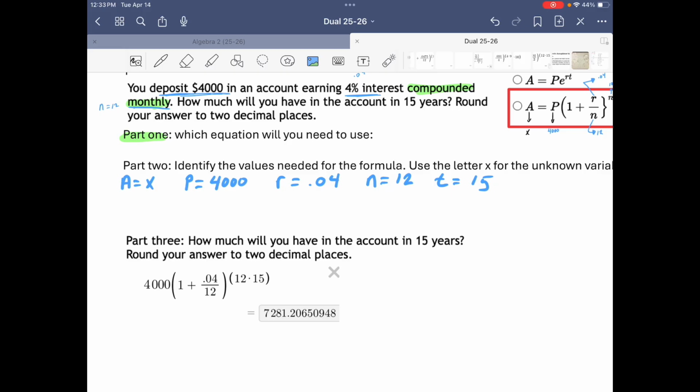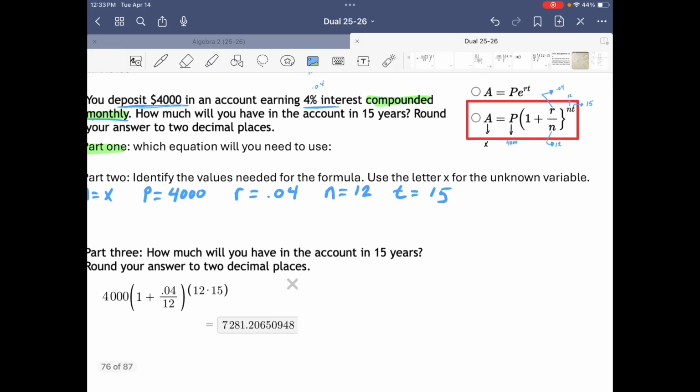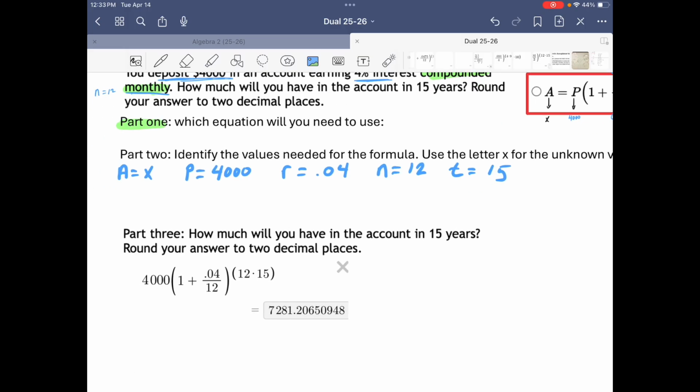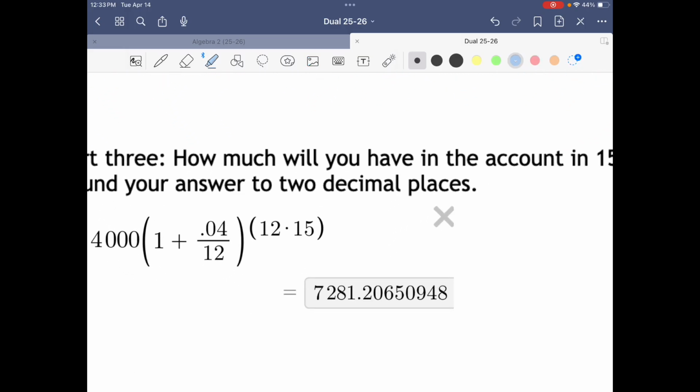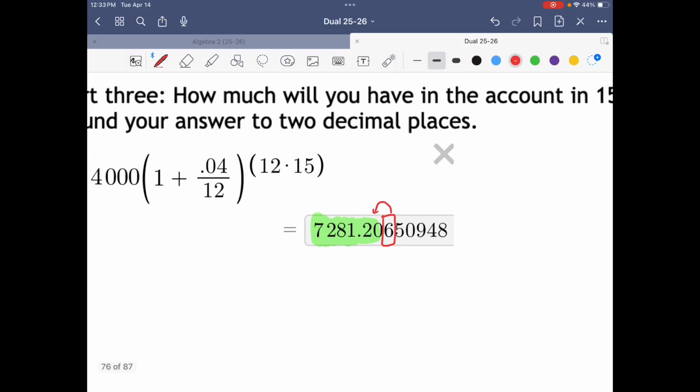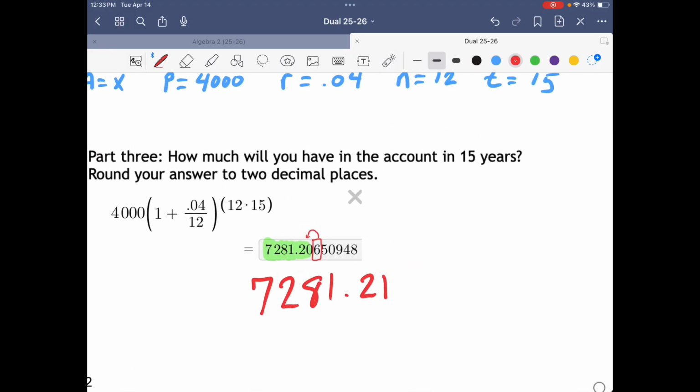Okay? If you have any questions on here, ask in class. But again, I just put all the numbers from the formula here, and I already have it on Desmos done for us. Okay? So if I round to 2 decimal places, I gotta look at the third one to see whether I need to round up. And in this question, yeah, 6 means to round up. So the answer here would have been 7281.21. That's how much money they're gonna have after 15 years.